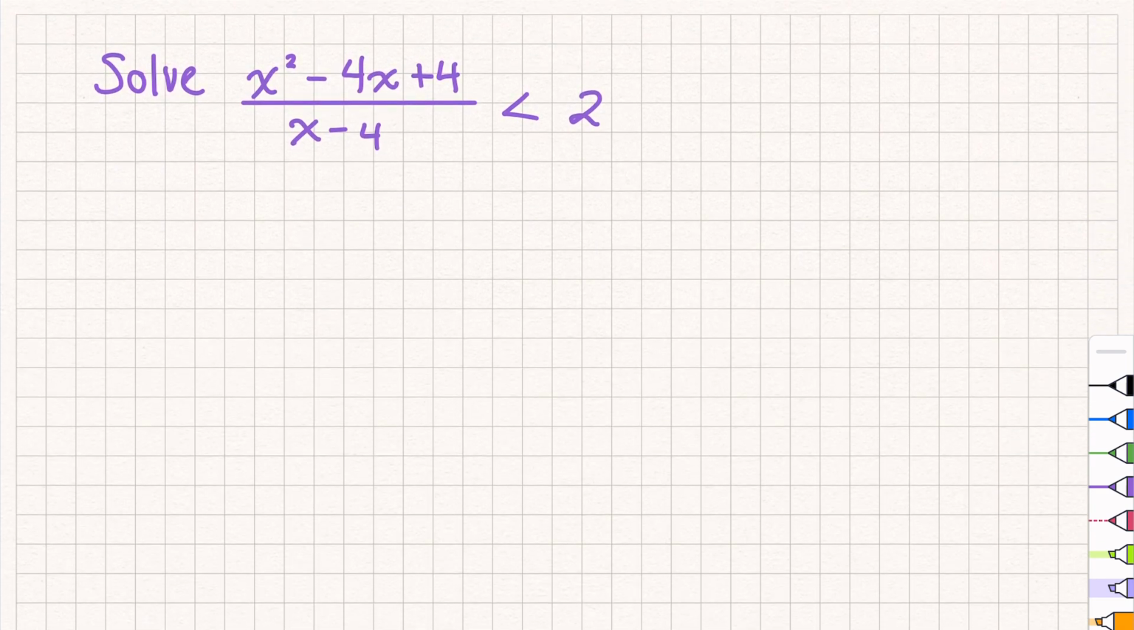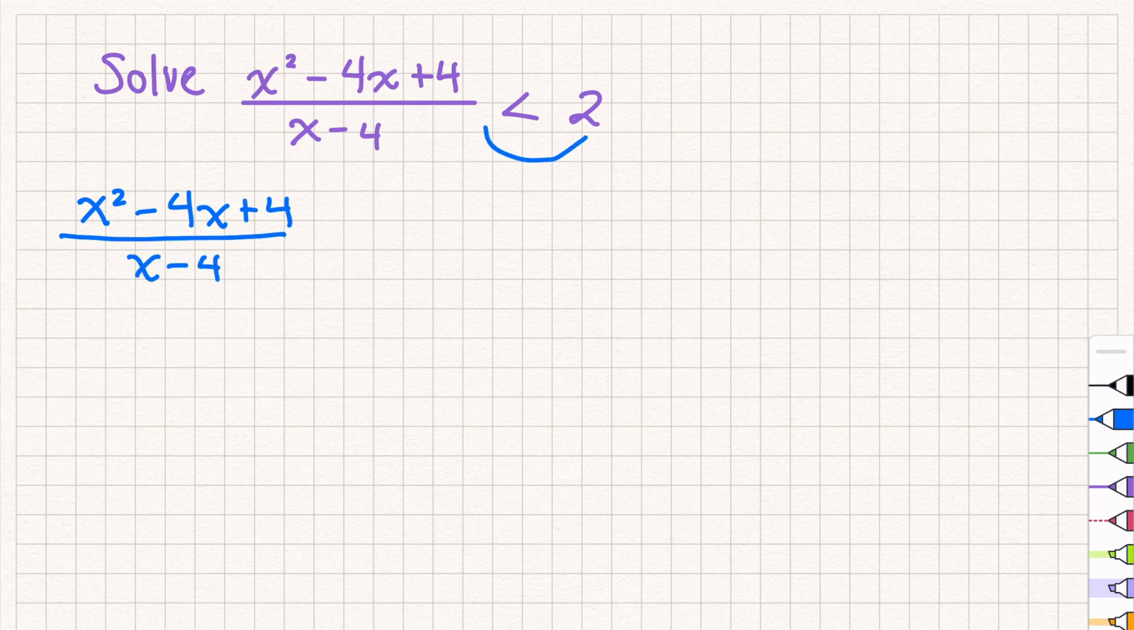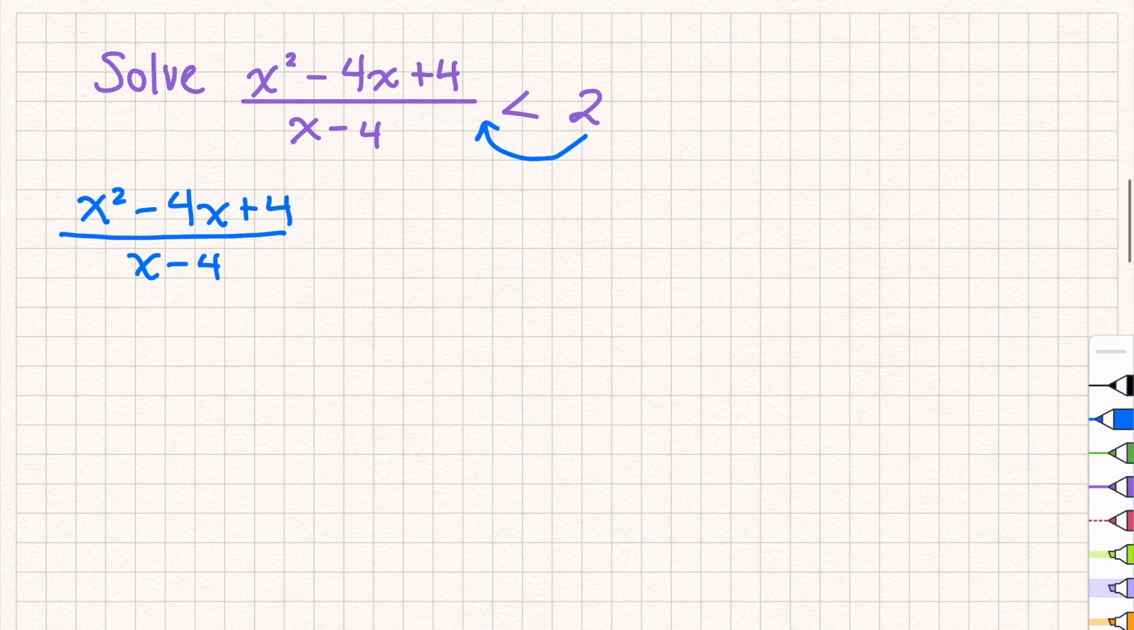Now this time, algebraically, we're asked to solve when (x squared minus 4x plus 4) over (x minus 4) is less than 2. So the first thing that we're going to do here, we are going to solve for x. So we have (x squared minus 4x plus 4) over (x minus 4), and we're going to bring this 2 to the other side. So now we're going to have minus 2 less than, there's nothing left on this side, so we have 0.